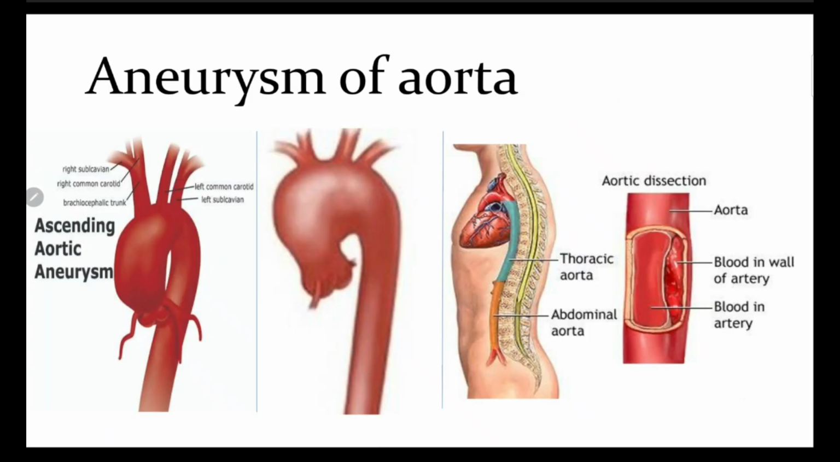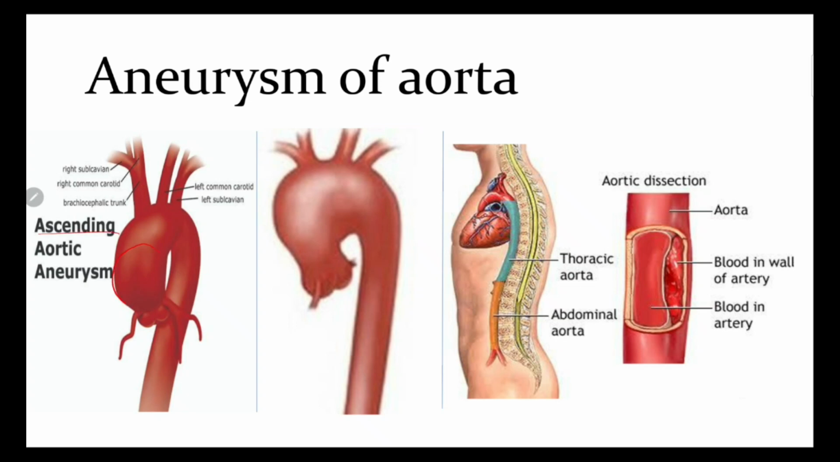Next is aneurysm of aorta. Now there can be aneurysm of the ascending aorta or the aneurysm of the aortic arch or descending aneurysm. Aneurysm is nothing but a dilatation or a ballooned and weakened area of the artery. Now the aneurysm of the ascending aorta occurs at the bulb of the ascending aorta.